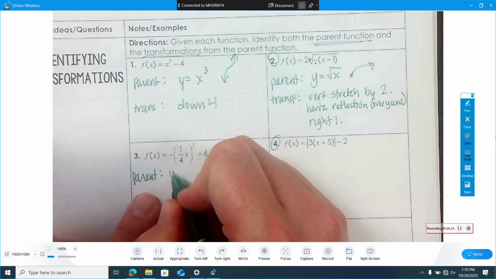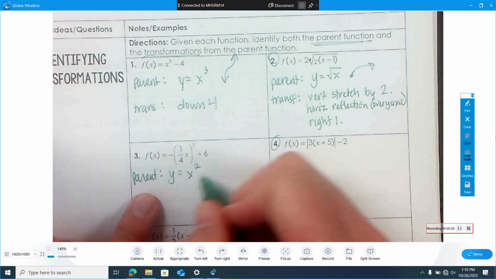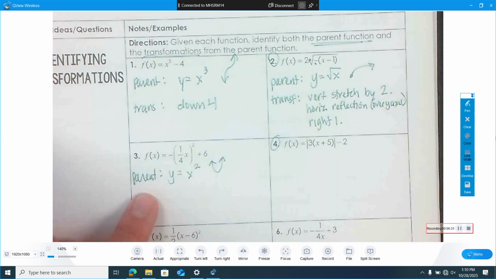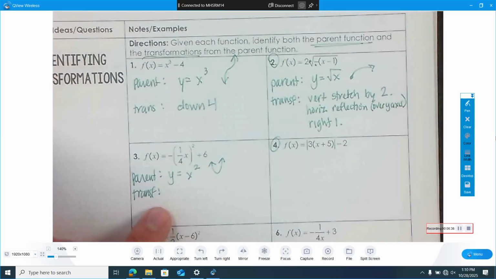Squared, a parabola, yeah, y equals something squared. So there's our power right there. So it's y equals x squared. It's a parabola shape, okay? And then we want our transformations. What should we look at first?